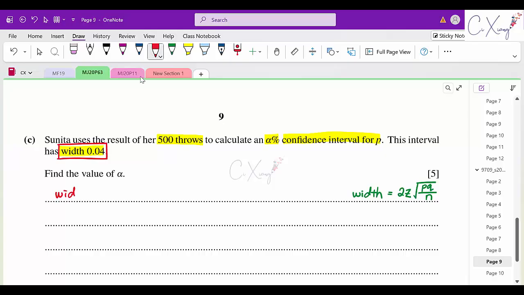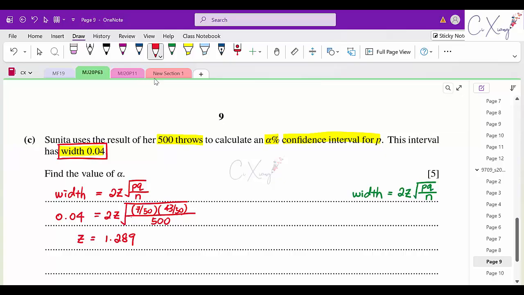All right, so let's start. I know that the width equals 2z times the square root of pq over n. Let's put in all the values that we have here. What is the width? Given in the question, it is 0.04. 2, z, I don't know the value, so I keep it as z. The P that we got just now is 7 over 50. Q is 43 over 50. And the number of times we repeated the experiment is 500. Okay, then from here, let's get the value of z up to 3 decimal places. So I have z equals 1.289.